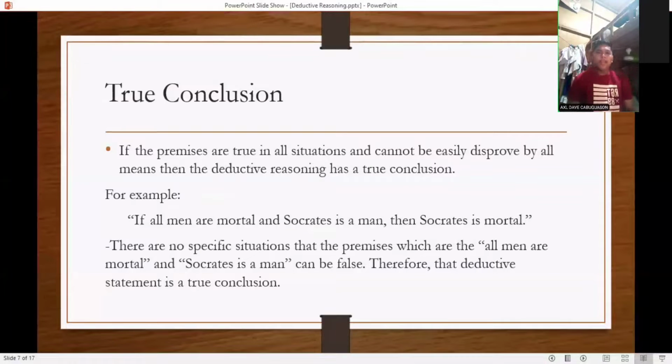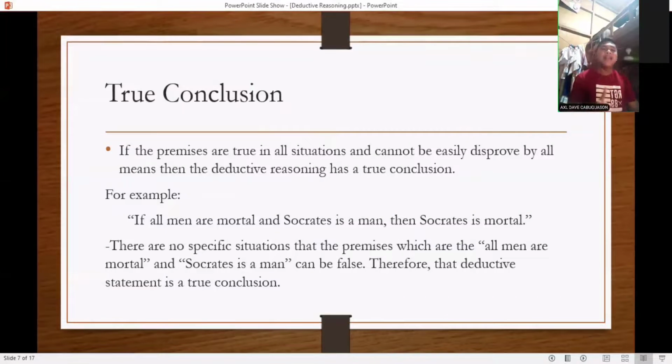For example, if all men are mortal and Socrates is a man, then Socrates is mortal. So we can say that that statement is a deductive reasoning or deductive statement because it starts with general ideas, which is that all men are mortal, and Socrates is a man, then we came up with the conclusion that Socrates is mortal. So in this example of the deductive statement, we can say that it has a true conclusion.